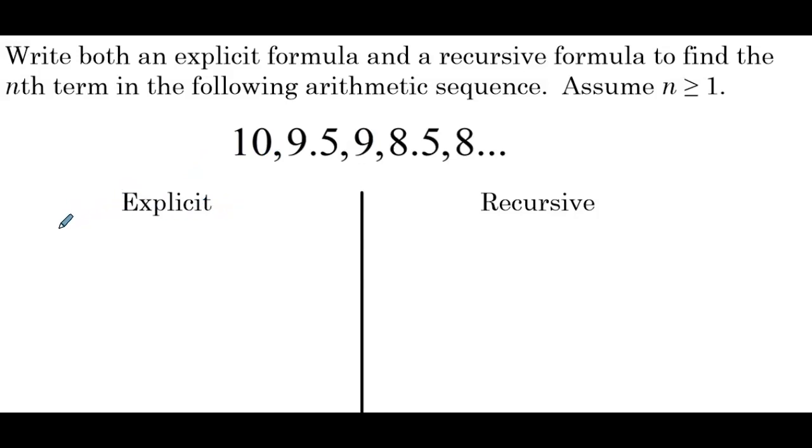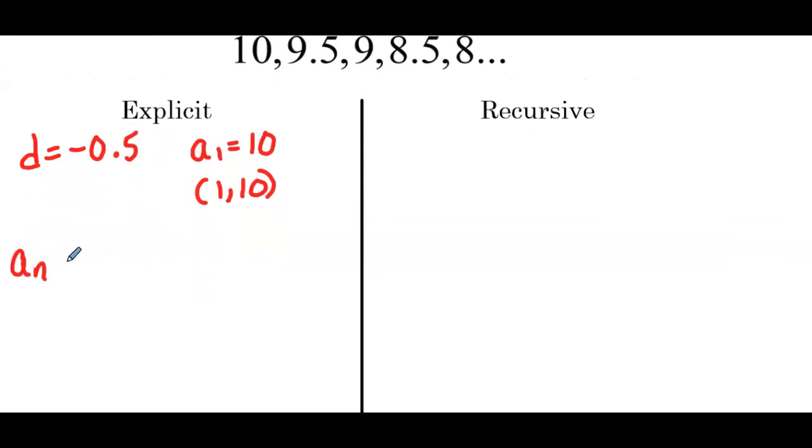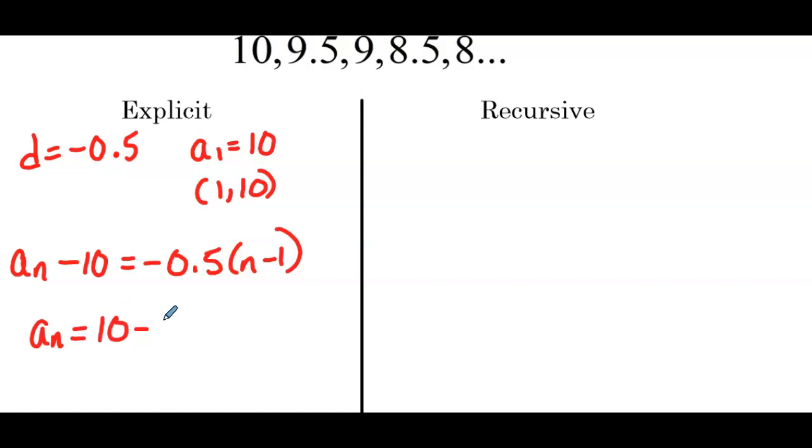So explicitly, first we'll define our common difference, and we'll need that for both of these. So 10, 9.5, 9, 8.5, 8, continuing on. So the common difference is to subtract 0.5. The first term is 10. So as a point, we can write that as 1 comma 10. So explicitly, that's a sub n minus 10 equals negative 0.5 times n minus 1, which solving for a sub n is equal to 10 minus 0.5 times n minus 1.